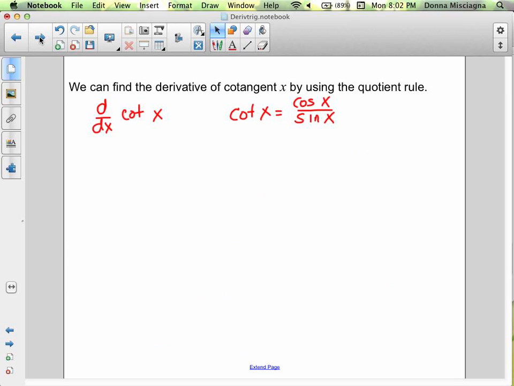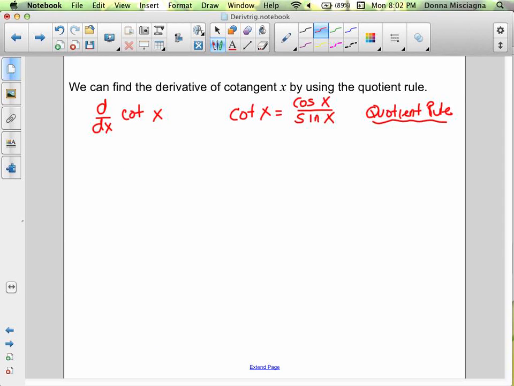This is also a quotient. And as a reminder, you can use the quotient rule if we have a quotient to find the derivative. The quotient rule, if we're taking the derivative of a quotient, is the denominator times the derivative of the numerator minus the numerator times the derivative of the denominator, divided by the denominator squared.